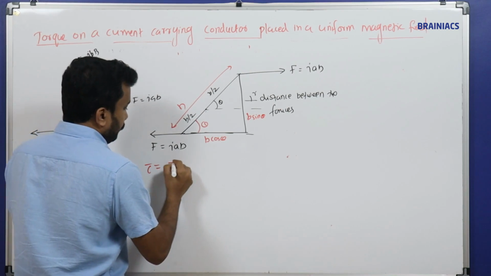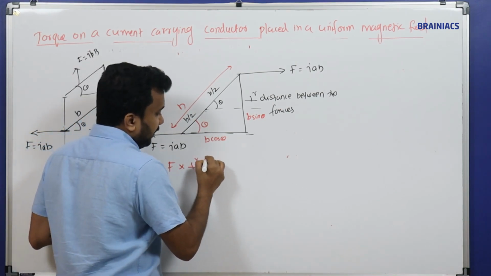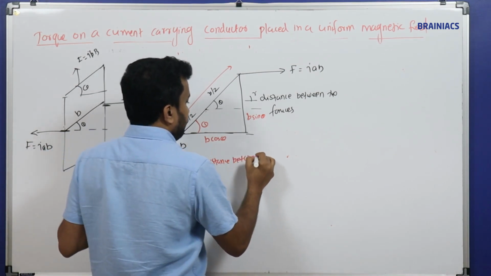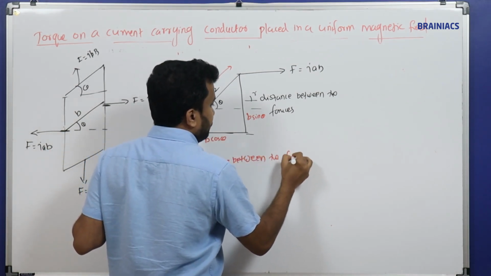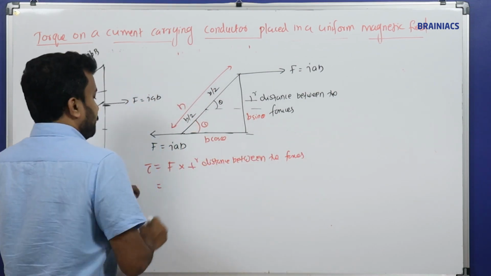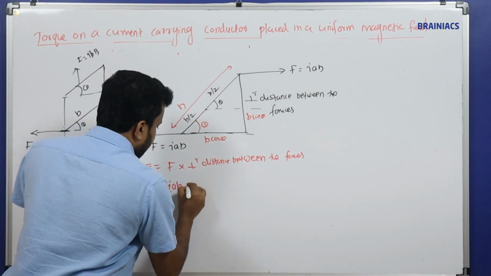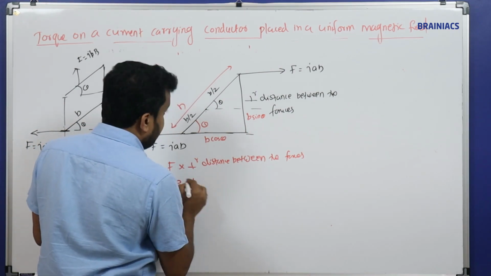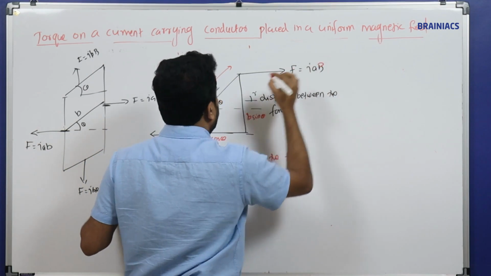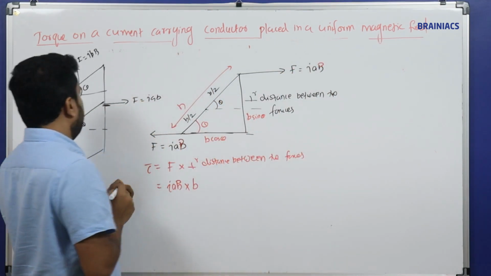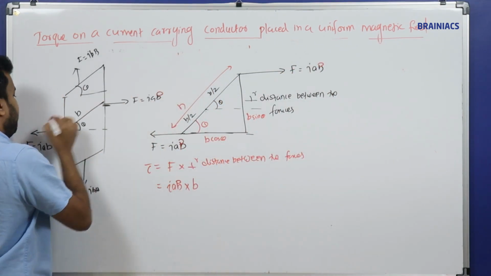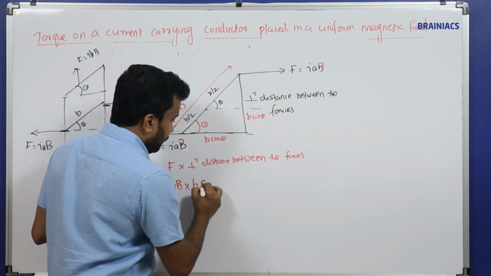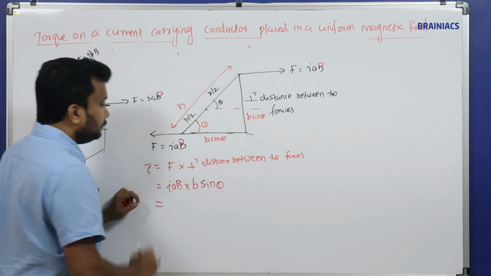So torque is equal to force into perpendicular distance between the forces. What is the force here? IAB, into the perpendicular distance between the forces. Here I have written small letter b and capital B. Capital B is the magnetic field. So it is IAB into b sine theta.